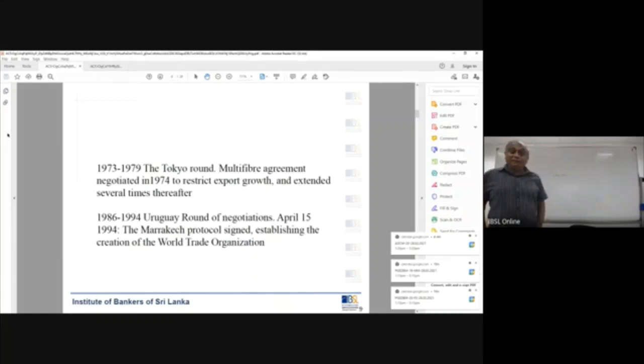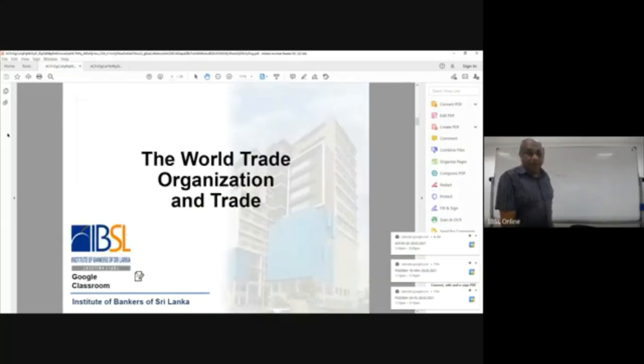Then came 1973 to 79, the Tokyo Round. Multi-fiber agreement negotiated in 1974 to restrict export growth, extended several times thereafter. 1986 to 1994, Uruguay Round of negotiations. April 15, 1994, the Marrakech Protocol was signed, establishing the creation of the World Trade Organization.